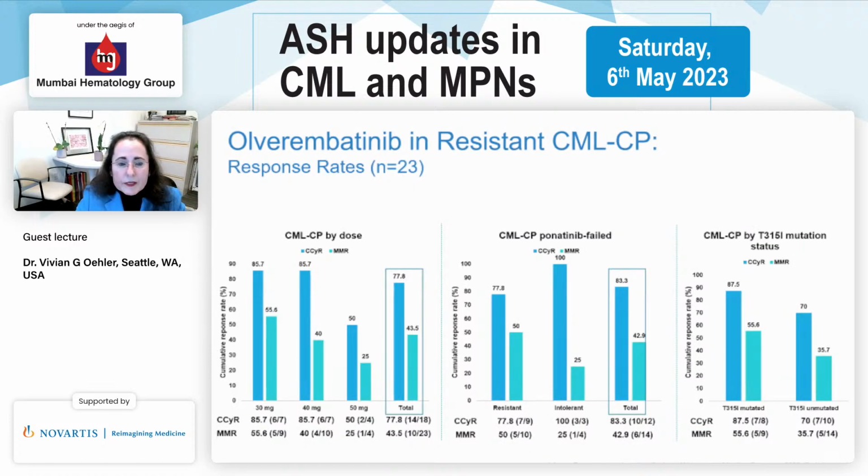So olverembatinib response is shown here for chronic phase patients by dose cohort on the left, prior ponatinib failure in the middle, and by T315I mutation status at right. So for the entire group, a complete cytogenetic response was achieved in 77.8% of CP-CML patients and major molecular response in 43.5%. As you can see in the right-hand panel, similar efficacy was seen in T315I mutated patients. And as shown in the middle panel, we saw good efficacy in ponatinib failures, with 88.3% achieving complete cytogenetic response and 43.8% achieving major molecular response.